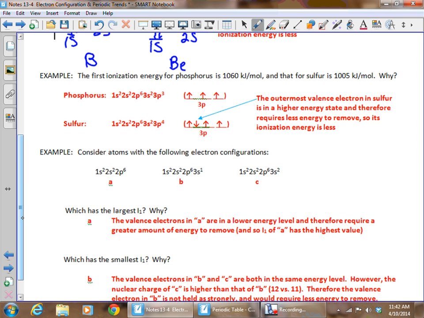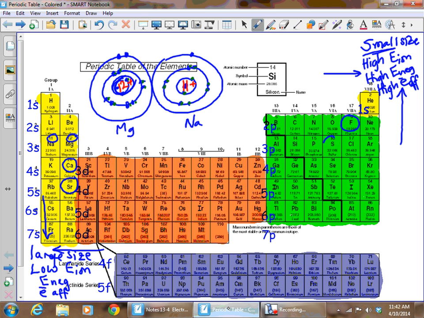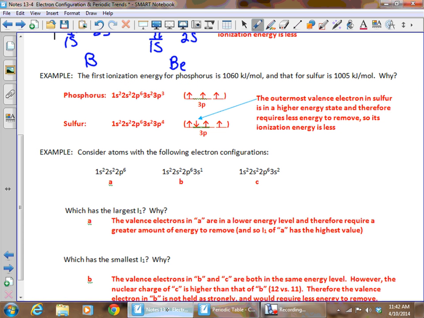Now, phosphorus versus sulfur. According to the trend, you would think that sulfur would have a higher ionization energy, since it's further to the right. Look at your periodic table. Sulfur is here, phosphorus is here. According to our general trend, you would think it would be higher in ionization energy than phosphorus for trying to remove that outermost electron. But let's look at where the electron is. Here's the electron for phosphorus. Here's the electron we're trying to remove for sulfur.